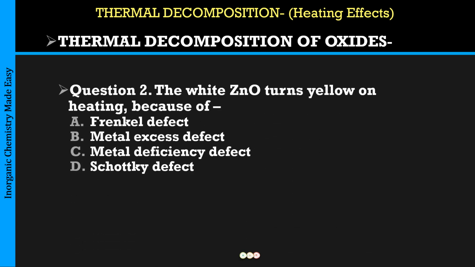The next question is: the white zinc oxide turns yellow on heating because of Frenkel defect, metal excess defect, metal deficiency defect, or Schottky defect. All of these defects you should know very well as far as your solid state is concerned. But here, when we are talking about zinc oxide, we have already learned it is going to be a metal excess defect. So the correct option is going to be B choice.